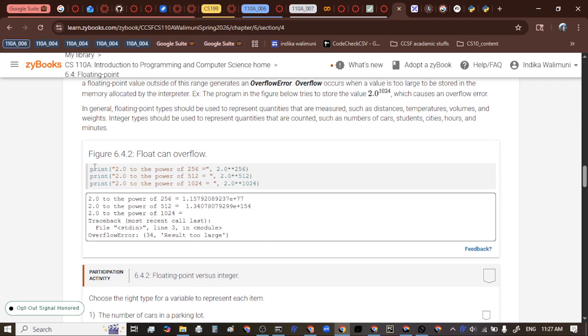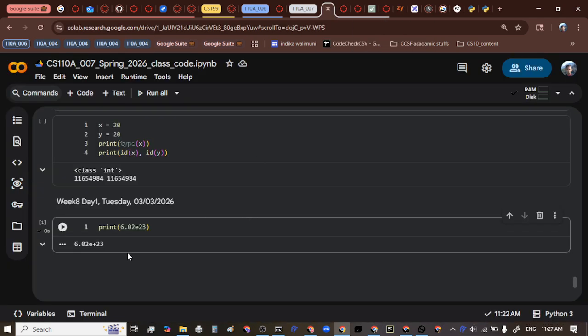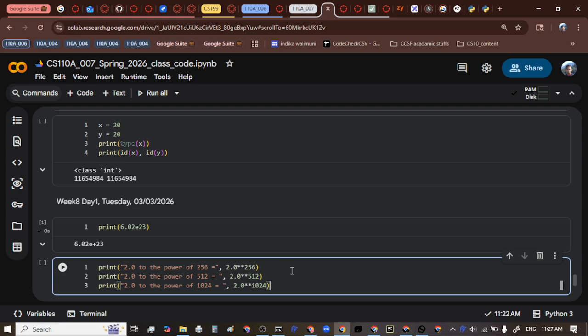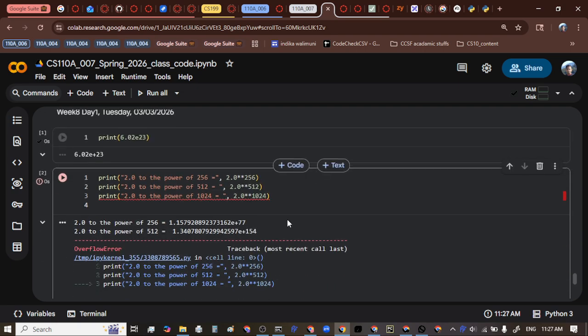I'm going to copy this and let's try this code in Chrome, and you guys should follow me. This is 2 to the power of 256. So we'll get that, and then let's try this. And you got those numbers, right? So 2 to the power of 256. You can see that it's a huge number, right?